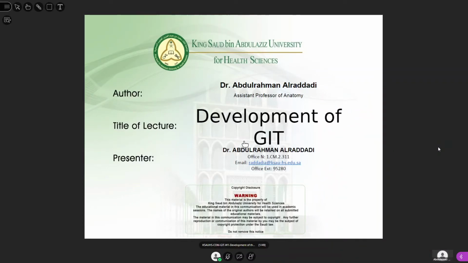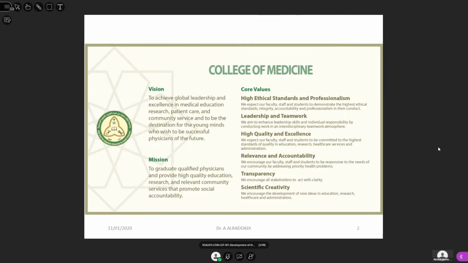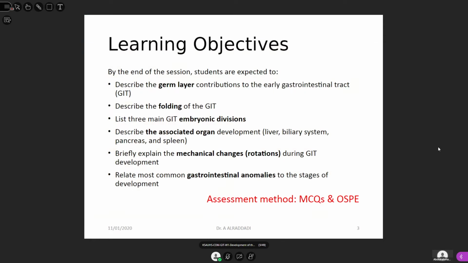Today our session is about development of the gastrointestinal tract. So this is the learning objective of this session.